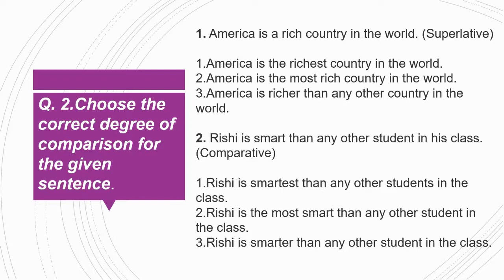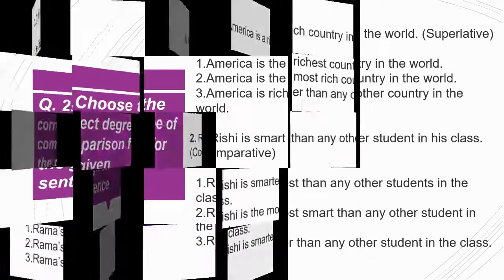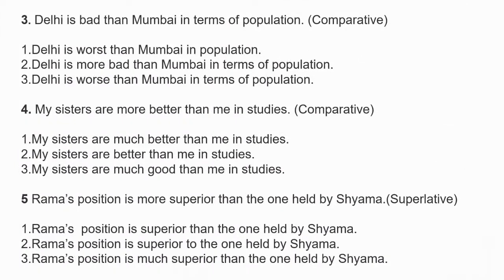Question number 3. Delhi is bad than Mumbai in terms of population. You have to choose the comparative form of the sentence from the given options. The options are: Delhi is worse than Mumbai in population. Delhi is more bad than Mumbai in terms of population. Delhi is worse than Mumbai in terms of population.